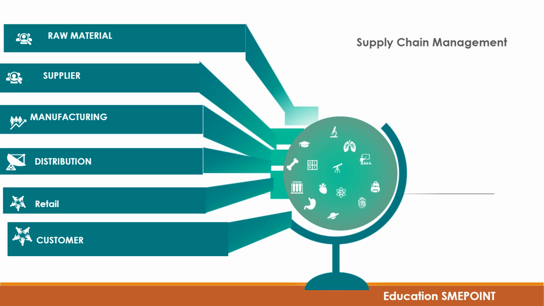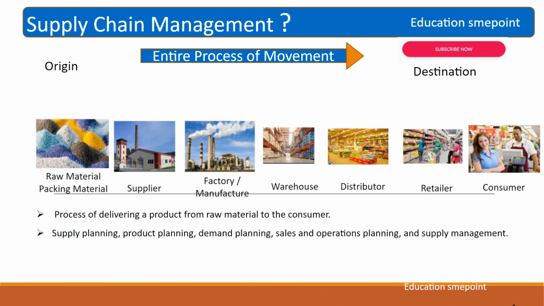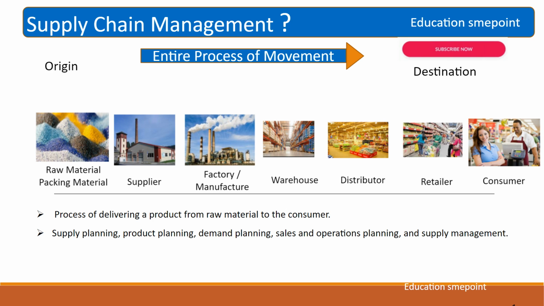Supply planning, product planning, demand planning, sales and operations planning, and supply management: the supply chain management process of delivering a product from raw material to the consumer. The supply chain management process is composed of four main parts: product portfolio management, demand management, S&OP, and supply management.